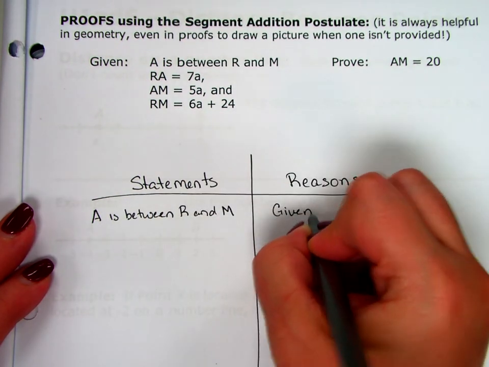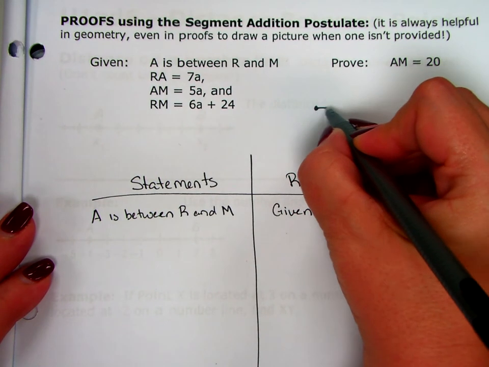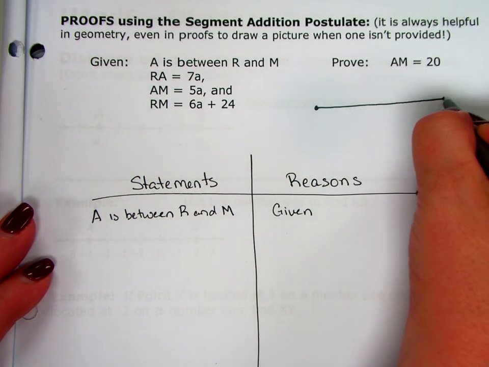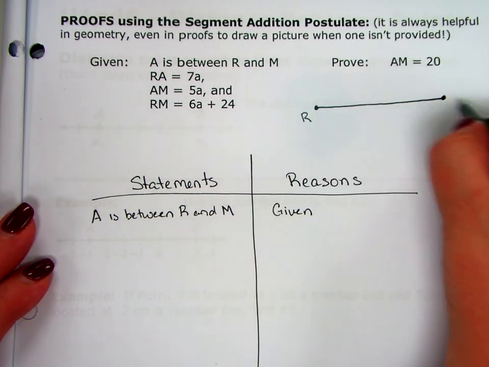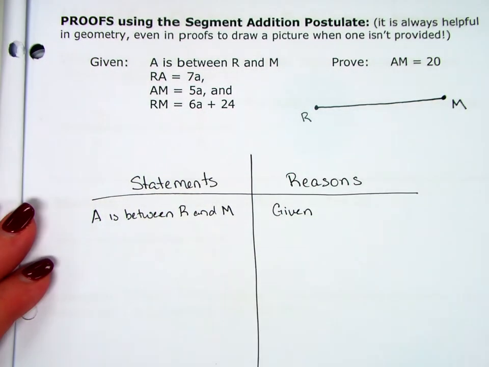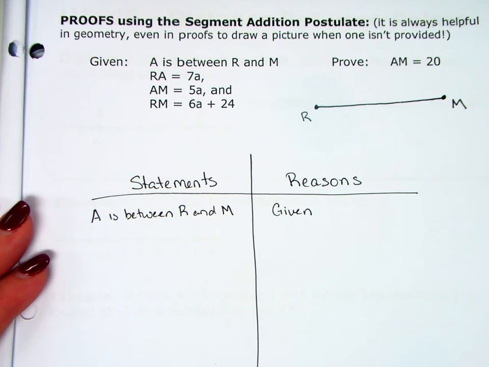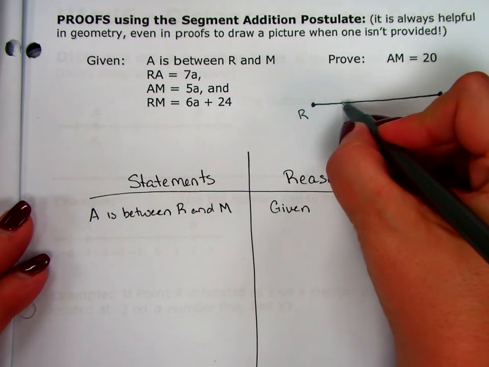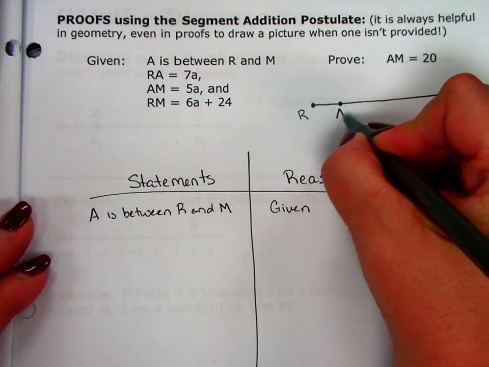That is given to me. And if I draw a picture, what letters should go on the end points of my segment? R and M. And then A goes somewhere in the middle. I'm not going to put it exactly in the middle in case it's not a midpoint. I'm going to put it, I don't know, over here.